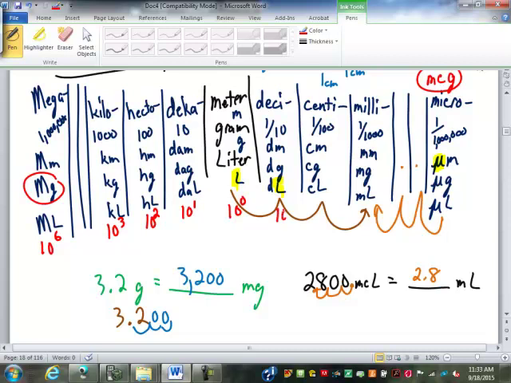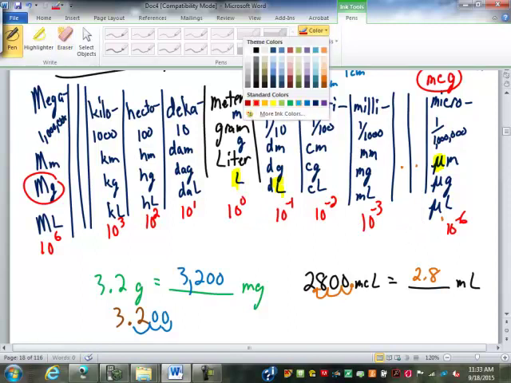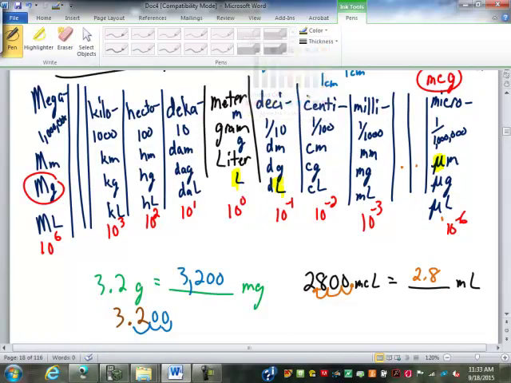Deci, 1/10, is 10 to the negative 1. Centi, 10 to the negative 2. Milli, 1,000th, 10 to the negative 3. And 1/1,000,000th is 10 to the negative 6. So if I want to do my conversions, I can use those powers of 10.